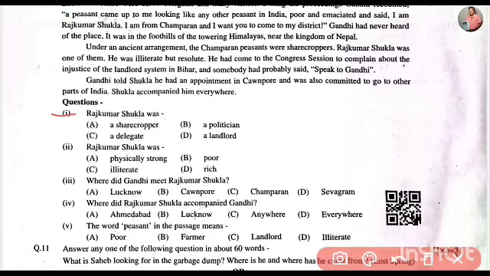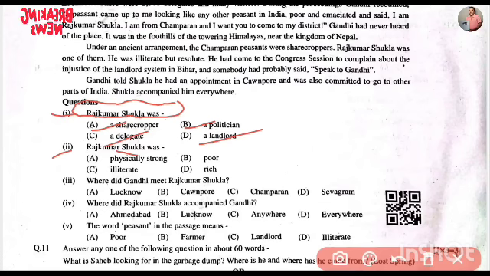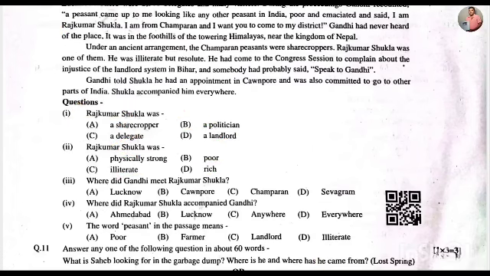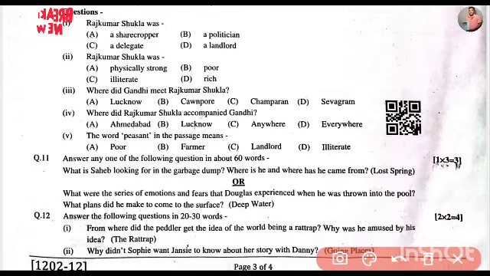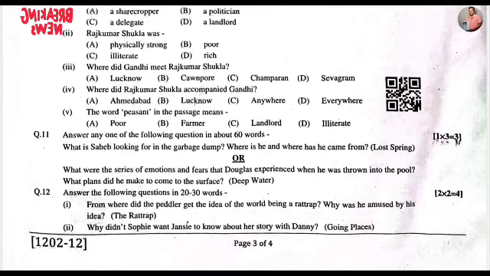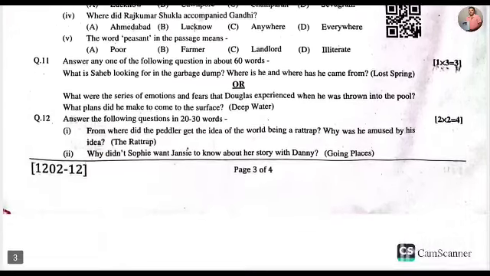So, the first question here is, who was Rajkumar Shukla? He was a sharecropper, a politician, a delegate, or a landlord. The second is, Rajkumar Shukla was physically strong, poor, rich, or illiterate. 4 options are given for this one. Which option is correct? The third is, where did Gandhi meet Rajkumar Shukla: Lucknow, Kanpur, Champaran, or Sevagram? So, you have to tell which option is correct. So, you have to answer all the questions.